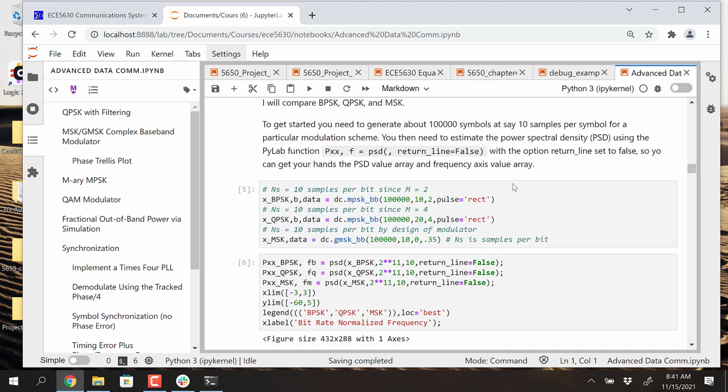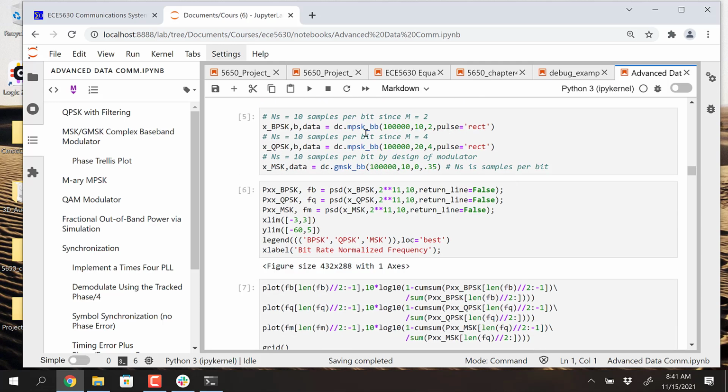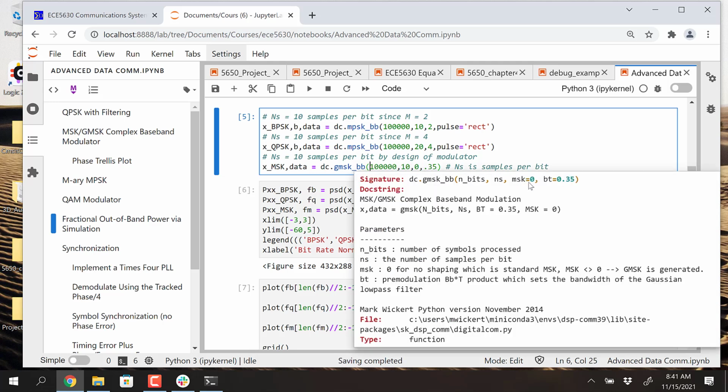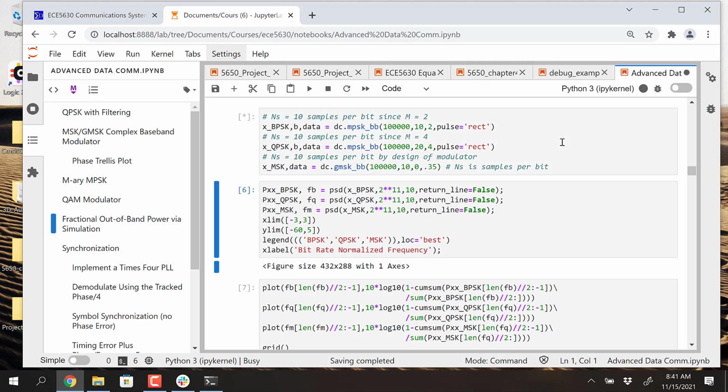So just if you ever have to calculate this, and I've had to do it in a number of scenarios where you don't have a nice expression for the power spectral density, but you can run a simulation very easily. Rather than trying to figure out how to do the integration, you can just do it numerically. So here I just ran MPSK for M equal to 2 and then M equal to 4, and then down here GMSK, and remember the GMSK function, that third argument is 0 for MSK and not equal to 0 for GMSK. So I'm setting it equal to 0 here, so I run those through.